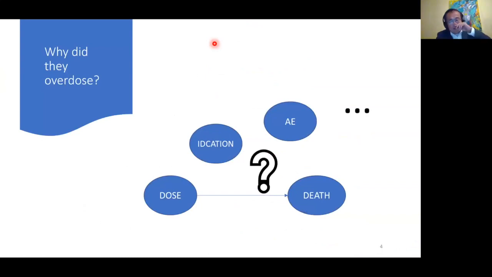There may be other factors, including indications, adverse events, age, sex, and so on and so forth. All these factors may be related to the root cause of overdose, that is actually the reason, the cause for the opioid drug death.